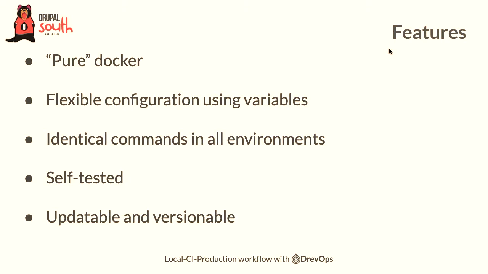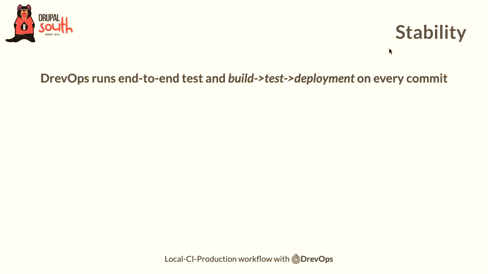And the updatable and versionable. This is an interesting one. Basically, if you are on DevOps, you can just have a special tag, DevOps version. And so the next time you want to update to a newer version of DevOps, basically update your template files and glue code, you would know which one that is, and you can always refer back to the repository of DevOps.